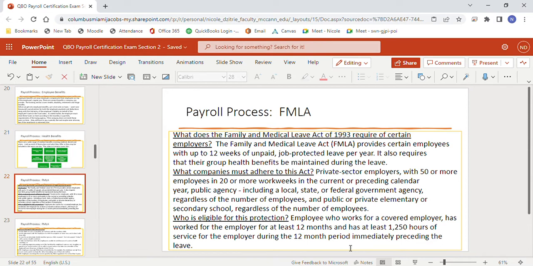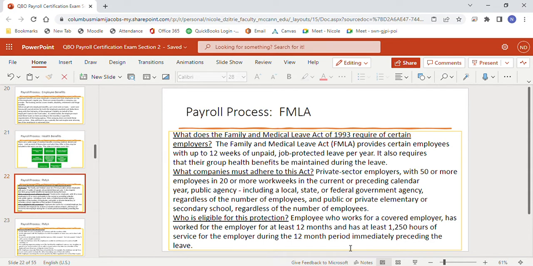I'm sorry, including local, state, and federal government agencies, and then regardless of their number of employees. So where we saw the private sector, there was a mandatory 50. When it comes to these, there's regardless of the number of employees. And then the last one is public and private elementary or secondary school. And again, that also is regardless of the number of employees.